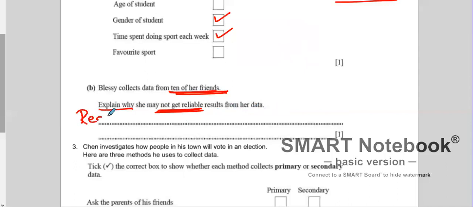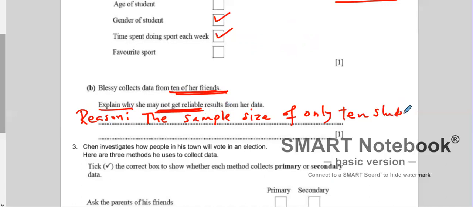So the reason is that the sample size of only 10 students is too small to get reliable results.